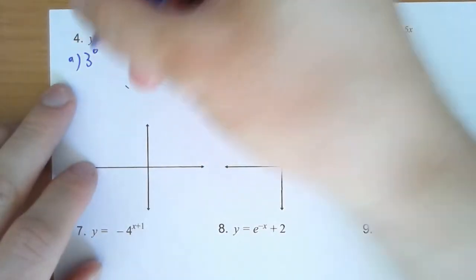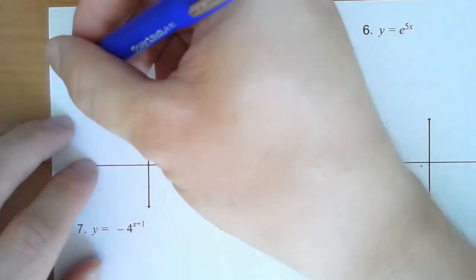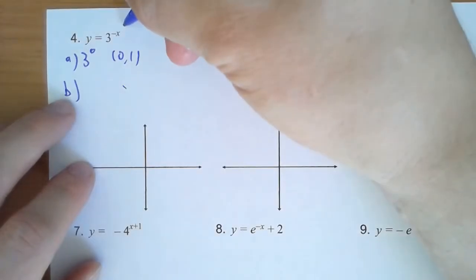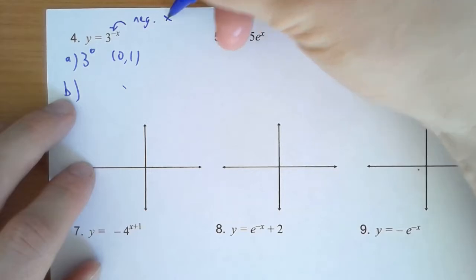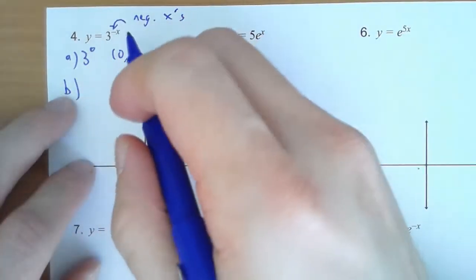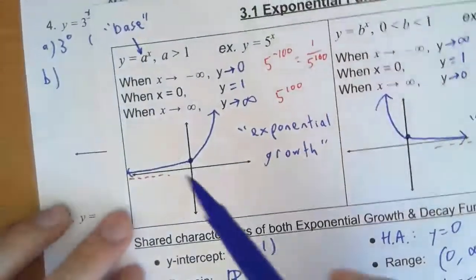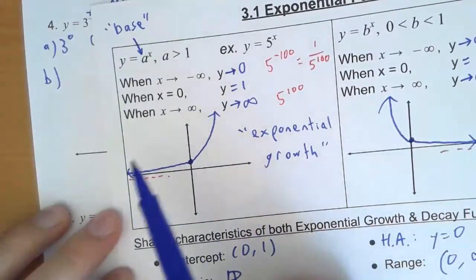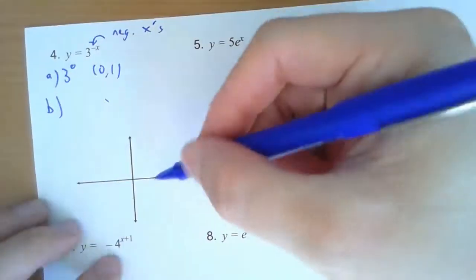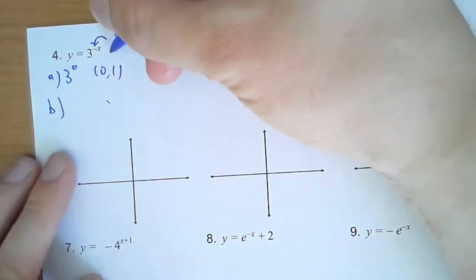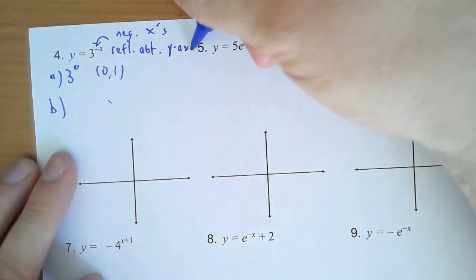So my y-intercept, I can do 3 to the 0. I can get the point 0, 1. Okay. So this one, the only transformation we have is a negative on the x. The negative is inside, directly next to the x. So we're going to look at the graph and change all the x's between positive and negative. And if you change x's between positive and negative, you're reflecting about the y-axis.